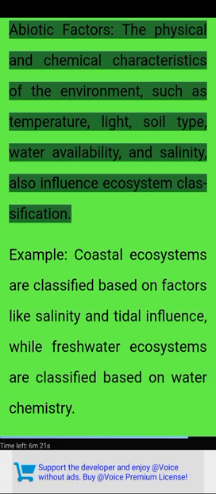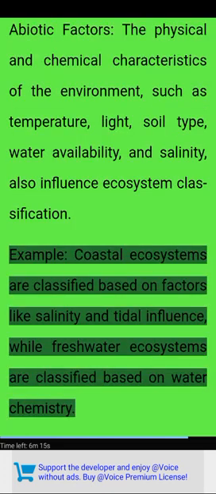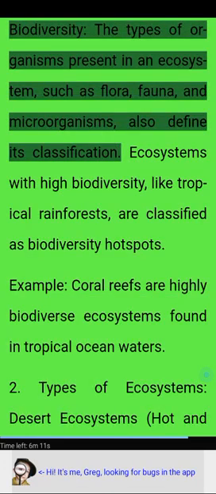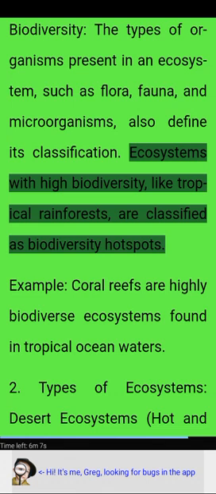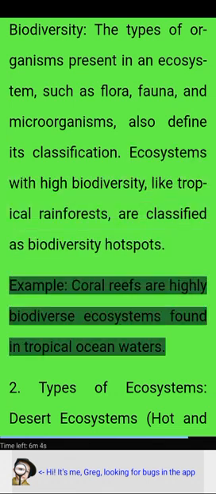Abiotic factors. The physical and chemical characteristics of the environment, such as temperature, light, soil type, water availability, and salinity, also influence ecosystem classification. Example, coastal ecosystems are classified based on factors like salinity and tidal influence, while freshwater ecosystems are classified based on water chemistry. Biodiversity. The types of organisms present in an ecosystem, such as flora, fauna, and microorganisms, also define its classification. Ecosystems with high biodiversity, like tropical rainforests, are classified as biodiversity hotspots. Example, coral reefs are highly biodiverse ecosystems found in tropical ocean waters.